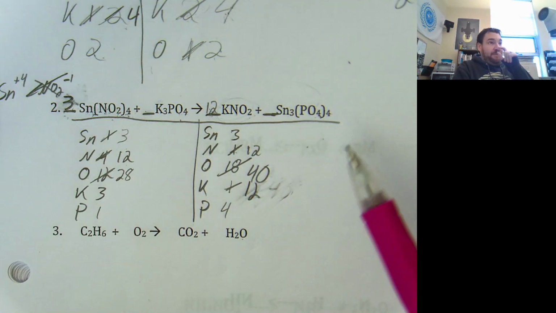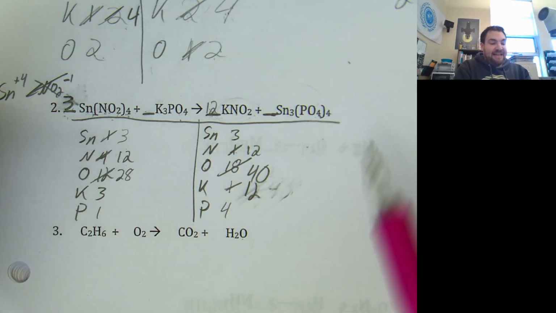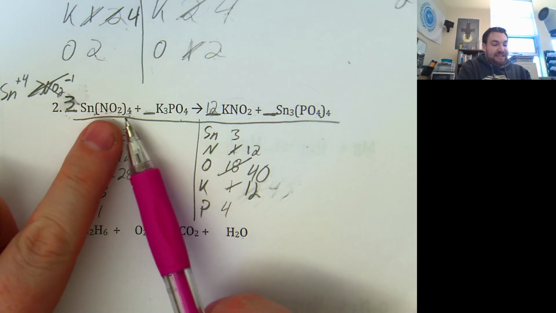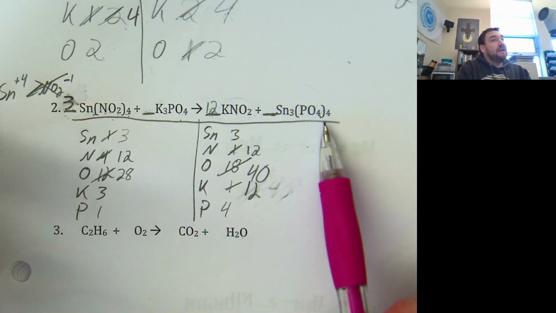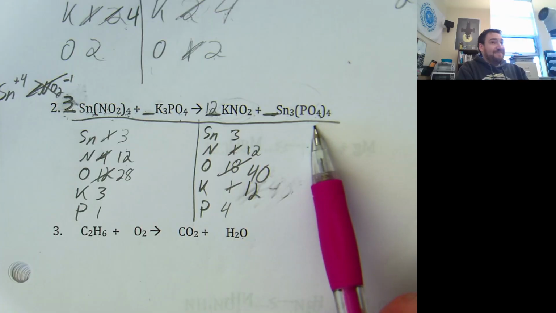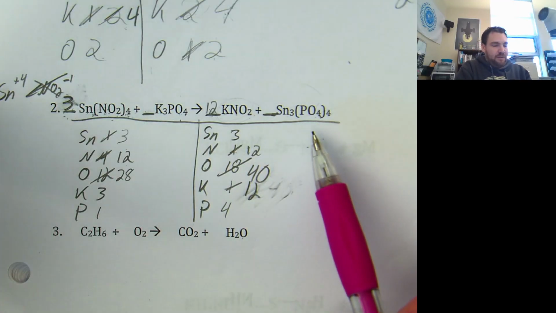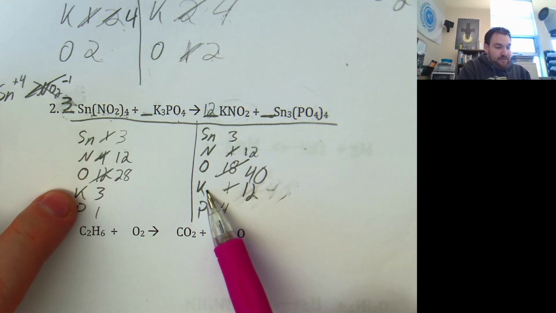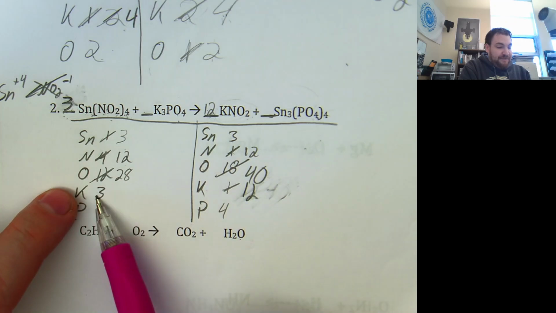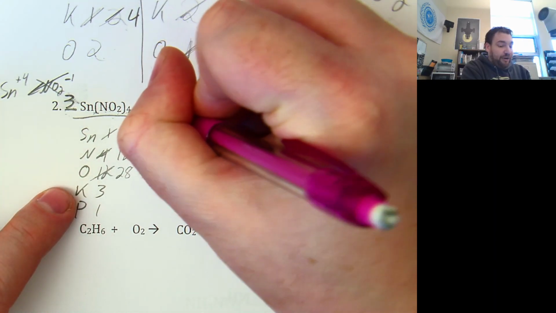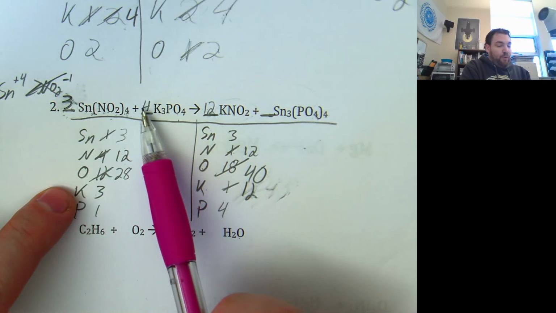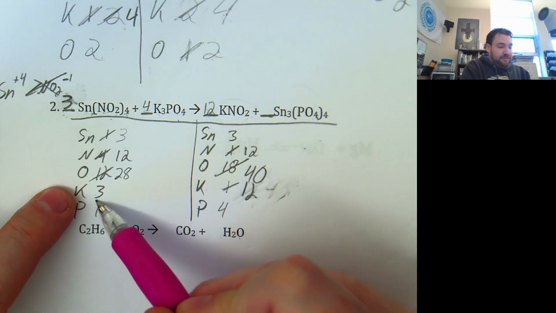Now, that pro tip I gave you, oxygen always last. Because oxygen shows up literally everywhere, do it last. Because if you balance everything else, sometimes the oxygen actually gets balanced for us. So we're going to skip the O's and we're going to go to the K's. I've got 12 on the right-hand side. I've got 3 on the left-hand side. What could I put right here so that I could balance out the K's? Muller, you're right. If I toss a 4 here, 4 groups of 3 Ks is 12 Ks.